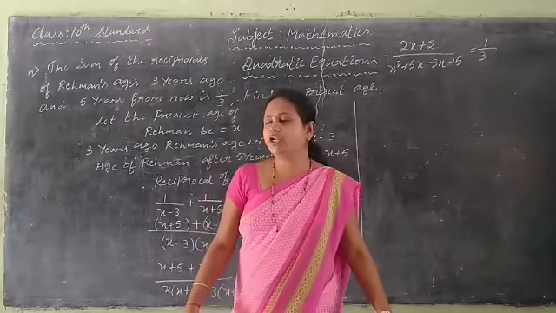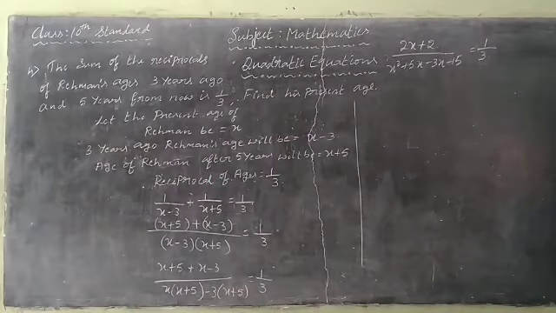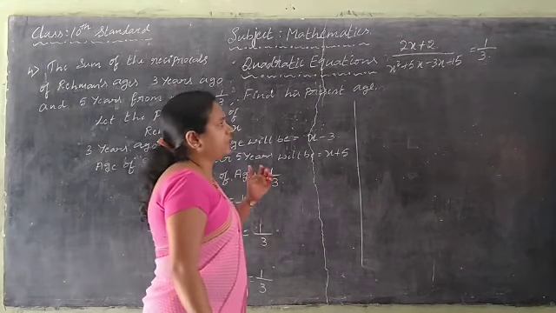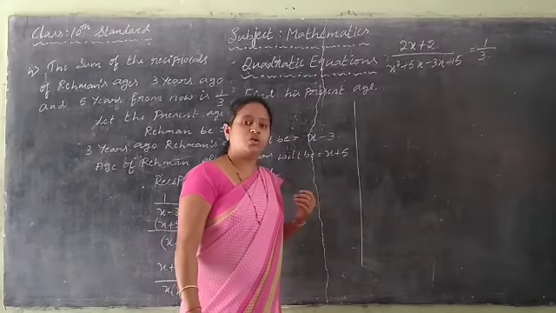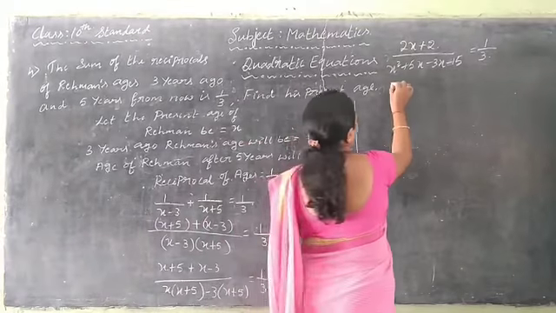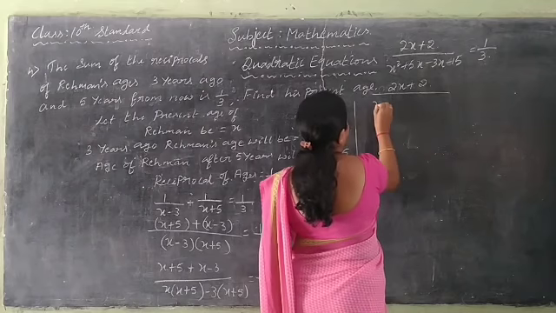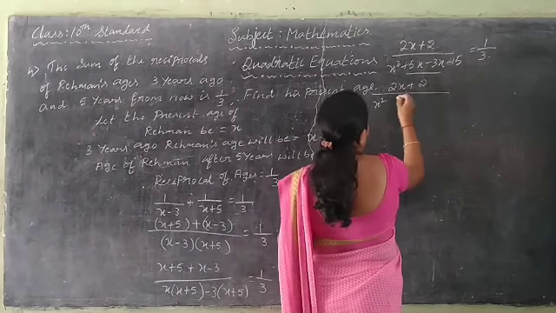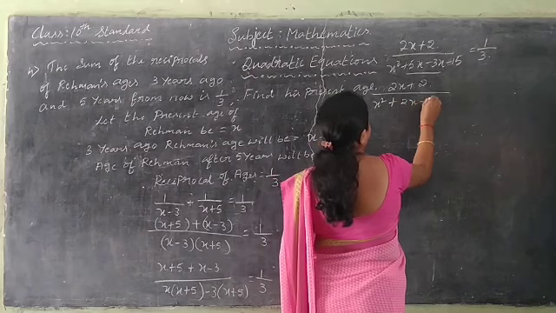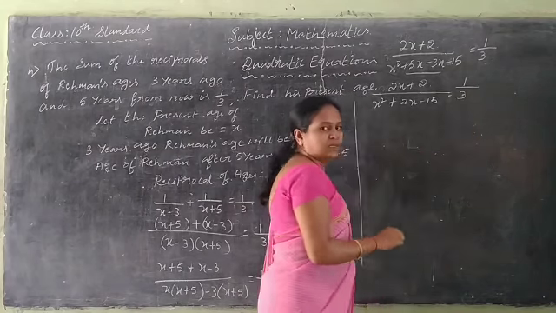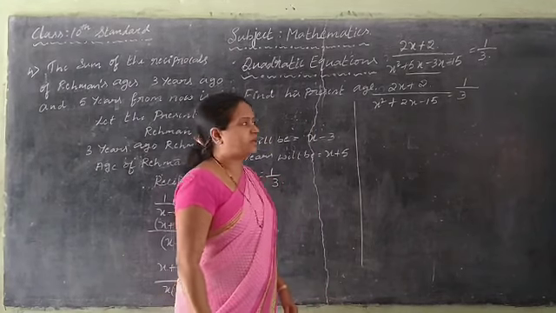Now see the denominator. What is there? 5x minus 3x is there, isn't it? So when you subtract 3x from 5x, what are you going to get? 2x. So 2x plus 2 divided by x square plus 2x minus 15 is equal to 1 by 3. Now go for cross multiplication.